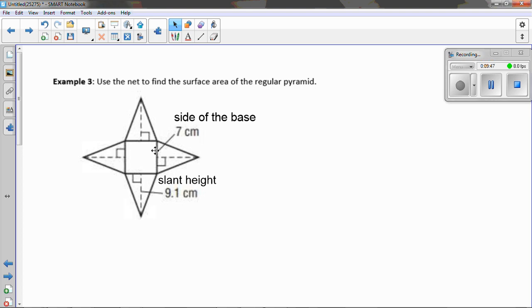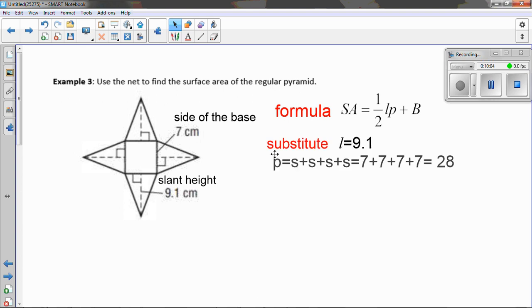This 7 centimeters though, this is the side of the base. So, if we're going to find the surface area, we're going to use this 1/2 times slant height times perimeter plus the area of the base. Okay? So we go ahead and substitute. Now, the slant height, 9.1. The perimeter, we add up the sides because it's a square, they're all 7. So 7 plus 7 plus 7 plus 7 is 28. And the area of the base, we multiply 7 times 7, length times width, we get 49.